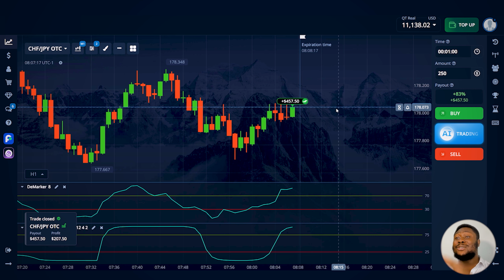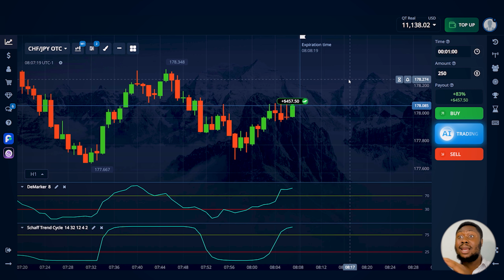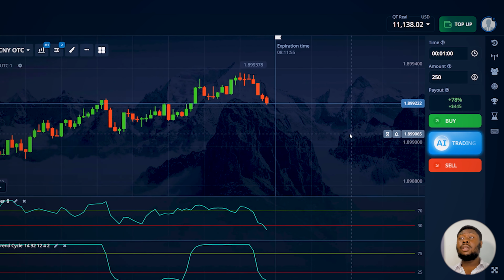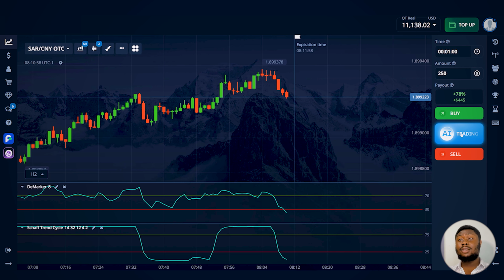The price continued to rise and my capital increased to $11,138. Amazing. Let's continue working. The trade amount will remain at $250. This time I'll open the trade to reduce the price.